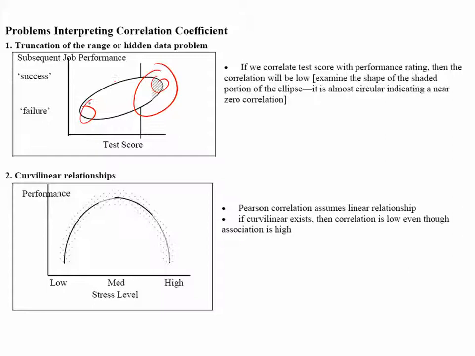Where we did have a strong correlation between success and failure based on some measure, when we truncate the data, now we have a more difficult relationship.